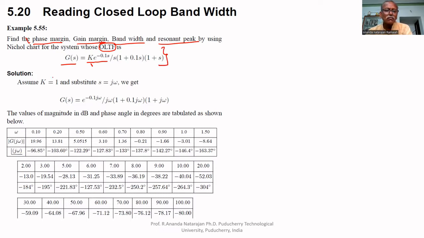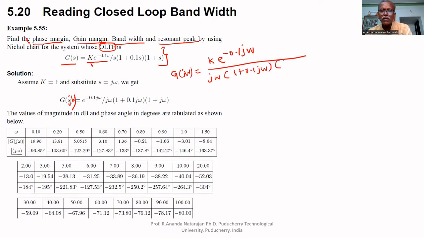Here you notice that G(j omega) equals K multiplied by e power minus 0.1 j omega upon j omega (1 plus 0.1 j omega)(1 plus j omega). This is the sinusoidal transfer function. We have to assume K equal to 1.